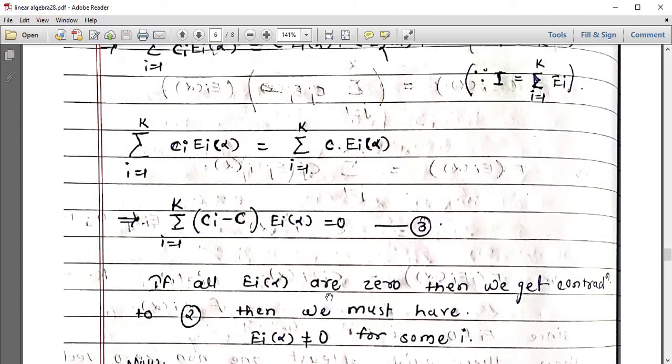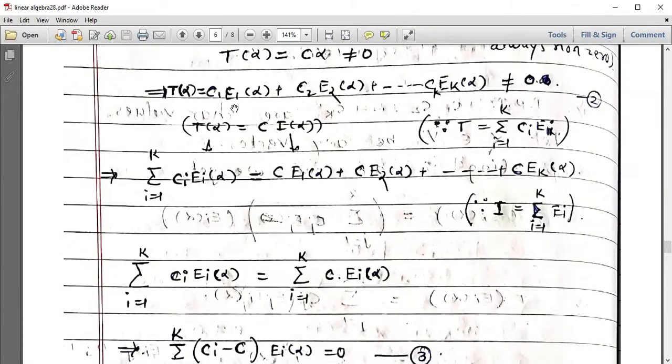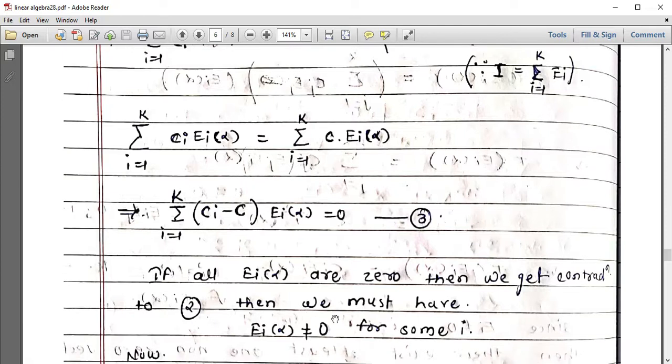If all the Ei's are 0, then we get a contradiction to 2. Where is the contradiction? If all the Ei's are 0, then it becomes 0. But here T of alpha is not equal to 0. Hence, all the Ei's are not 0. If all the Ei's were 0, we would get a contradiction to 2. Then we must have Ei of alpha not equal to 0 for some i.